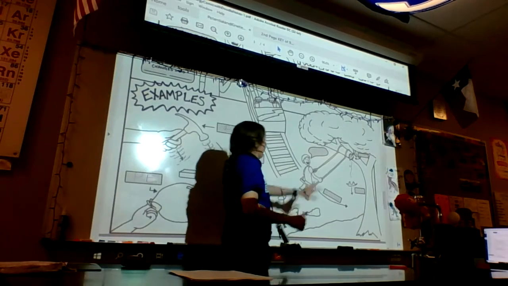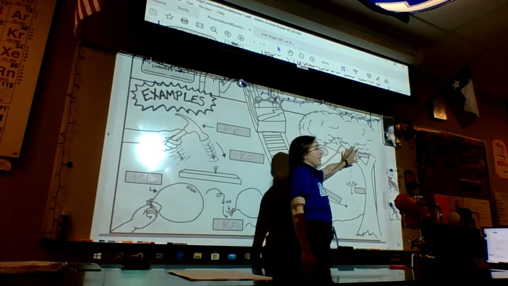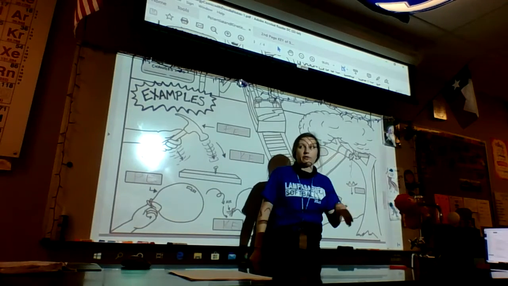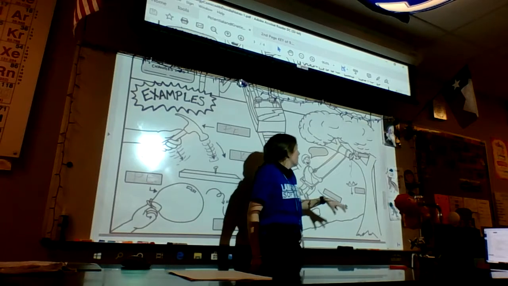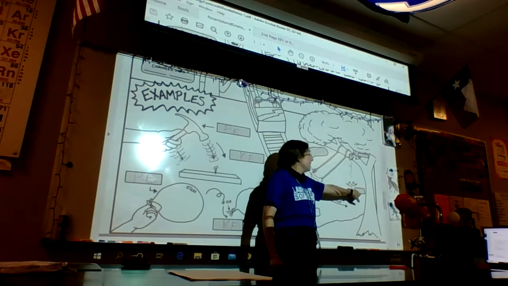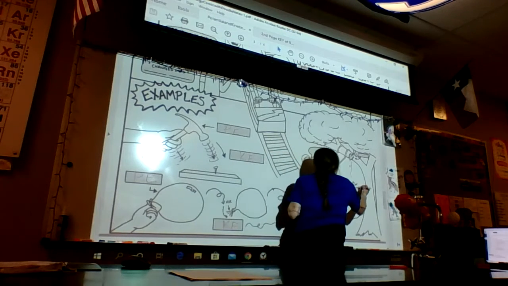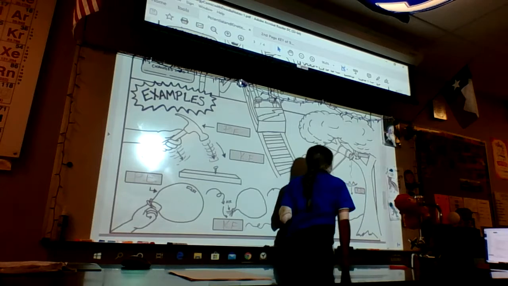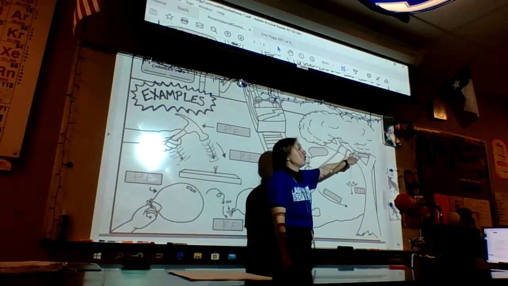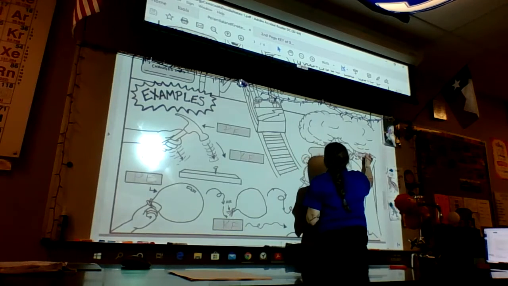Okay, we have two situations here with this tree. We have a person swinging, and we have a leaf falling out of the tree. Let's talk about the leaf first. Whenever this leaf is falling, what type of energy does it have? Kinetic energy. When the leaf is still attached to the tree, what type of energy does it have? Potential energy.